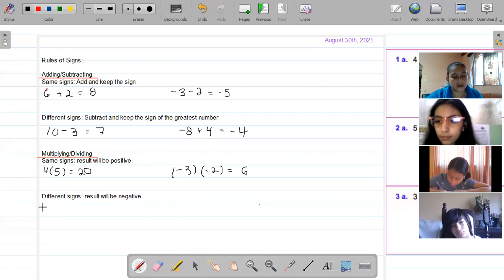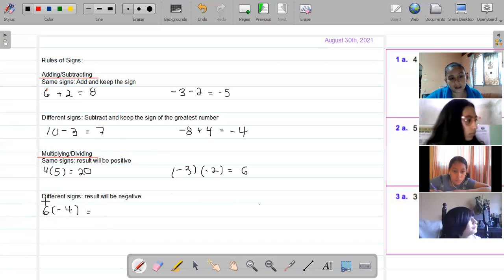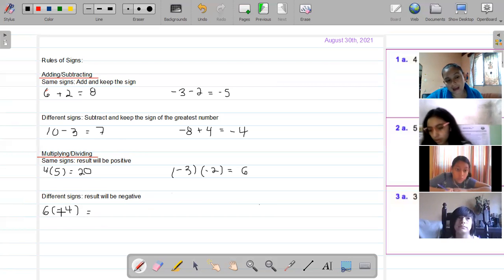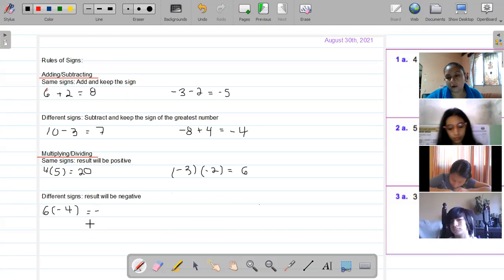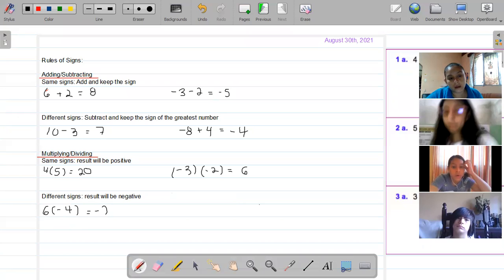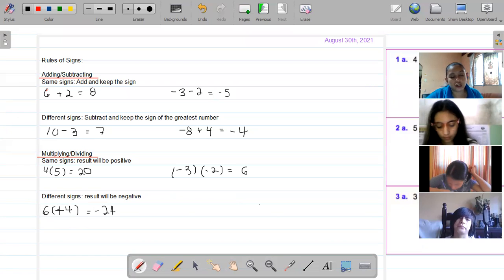So for multiplications, if I have, for example, 6 times -4. Different signs. The 6 has an invisible positive and the 4 has a negative sign. So positive times negative, that will be negative because they're different signs, okay? One is positive, one is negative. My answer will be negative. Negative what? I just go ahead and multiply normal. So 6 times 4? 24. So it is negative 24 because they're different signs.